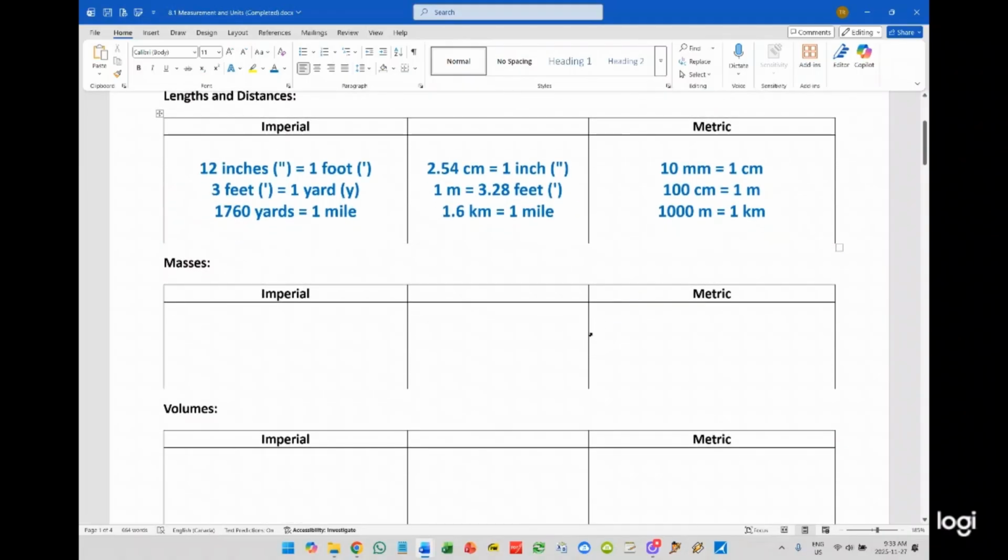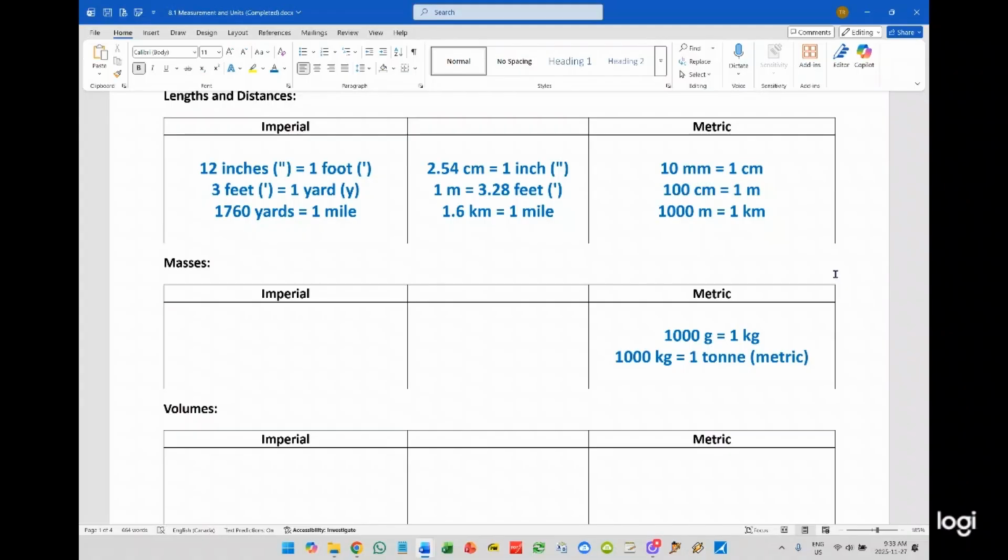All right, jumping down to masses. Again, when it comes to the metric system, there aren't too many that we use regularly. 1,000 grams equals 1 kilogram. If you're in science class, especially chemistry, you may use micrograms, or if you look at how much nutrients are in vitamins or food, you may see things listed in micrograms or milligrams, 1/1000th of a gram or 1/1,000,000th of a gram, depending on whether you're talking about milli or micro. And then 1,000 kilograms is 1 ton.